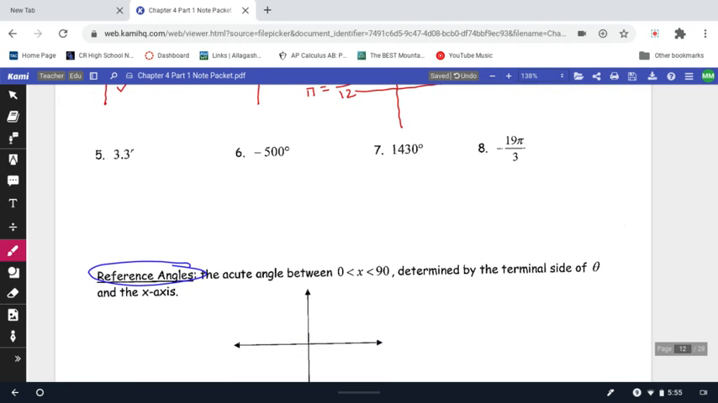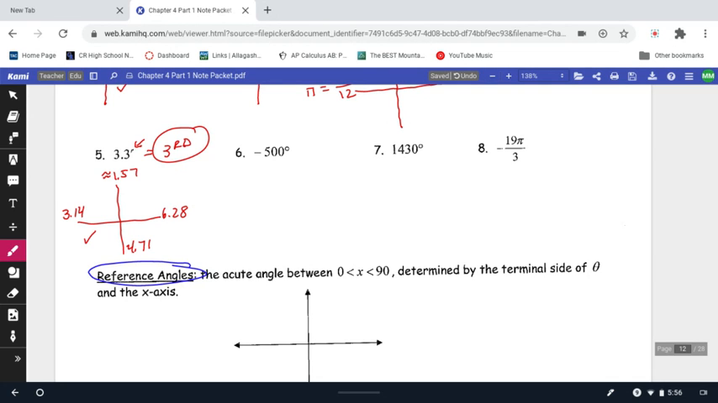3.3 radians. There's a little R there that stands for radians. So remember, you have to memorize these. Right here is approximately 1.57 radians. Here is approximately 3.14. Here is 4.71. Here is 6.28. So obviously 3.3 is a little bit greater than pi. So it's there, and that would be in our third quadrant.